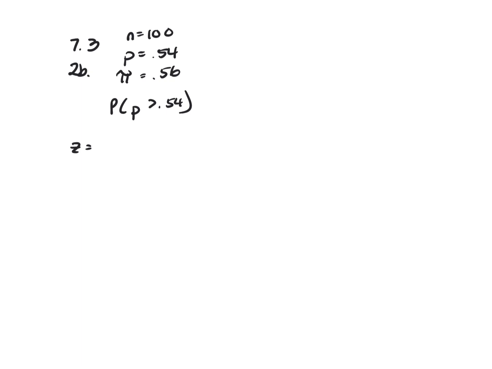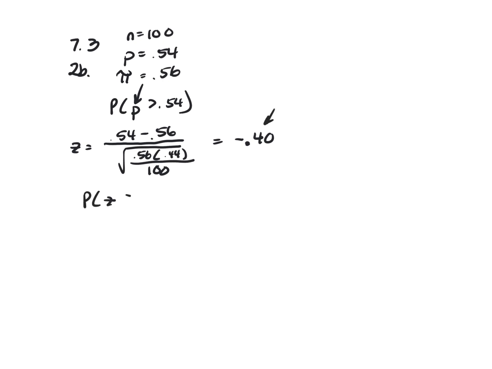So find your z. That's p minus pi, or 0.54 minus 0.56, divided by the square root of pi, which is 0.56, times 1 minus 0.56, which is 0.44, divided by n, which is 100. And that gives you a negative 0.40. Z's are always 2 decimals because that's how the chart is set up. So it is set up. This p now is changed to a z. So we're trying to find the probability that Z is greater than negative 0.40.